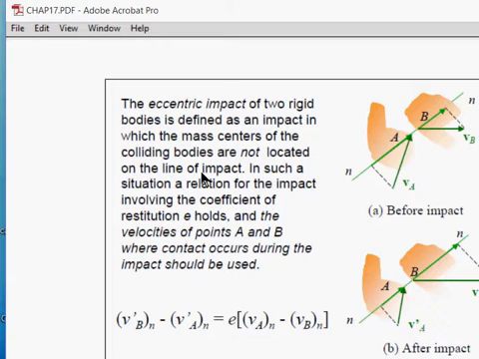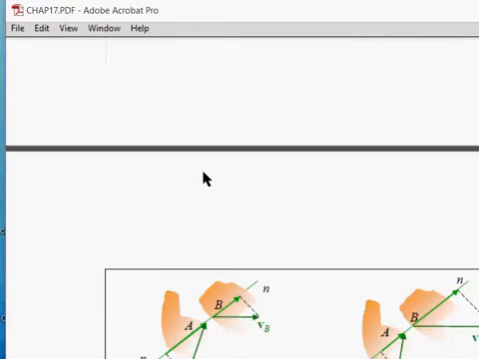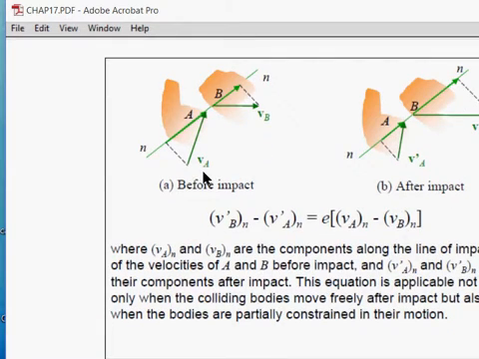So it makes sense that the restitution is a fraction of the entire E times vA minus vB. Here you have the other analysis of the before and after the impact for these two bodies.